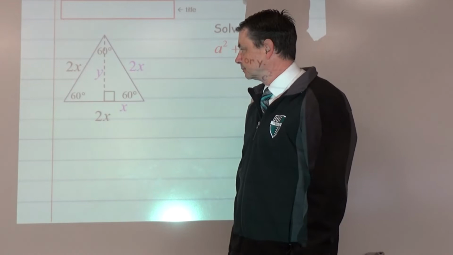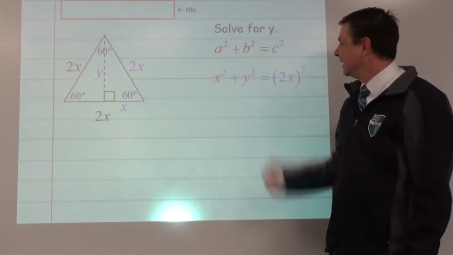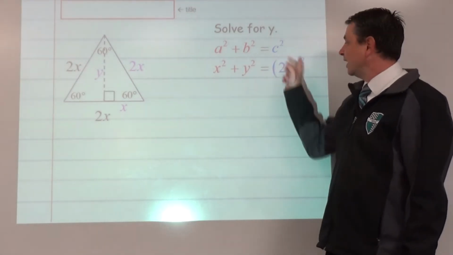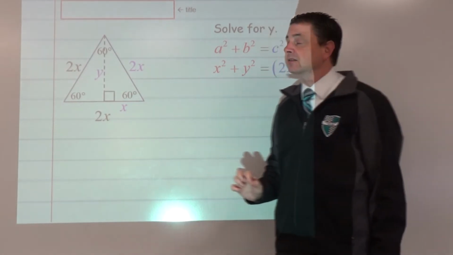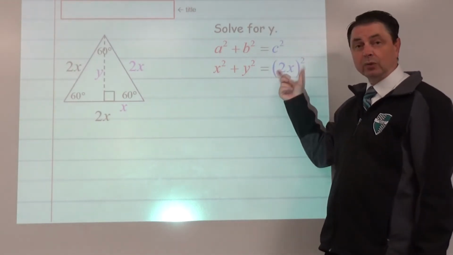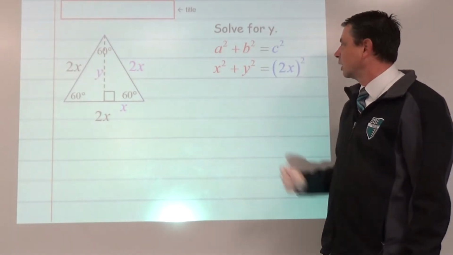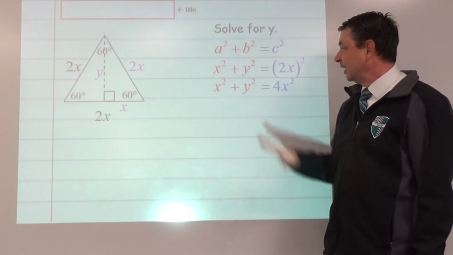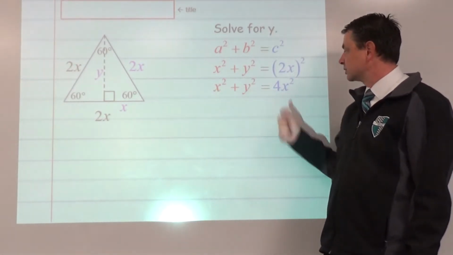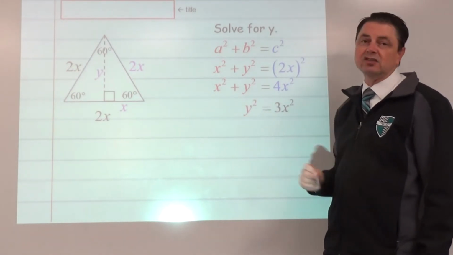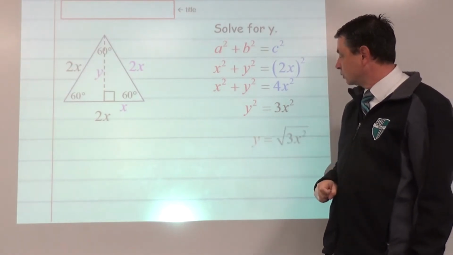Pythagorean Theorem. Leg squared plus leg squared equals hypotenuse squared. Careful here, as you have to square all of the 2x, not just the x. So when we do that, we get 2 squared and x squared multiplied together, 4x squared. And we're going to try to solve for y, so we're going to subtract 1x squared from both sides. And that means 4x squared minus 1x squared is 3x squared. Square root both sides.